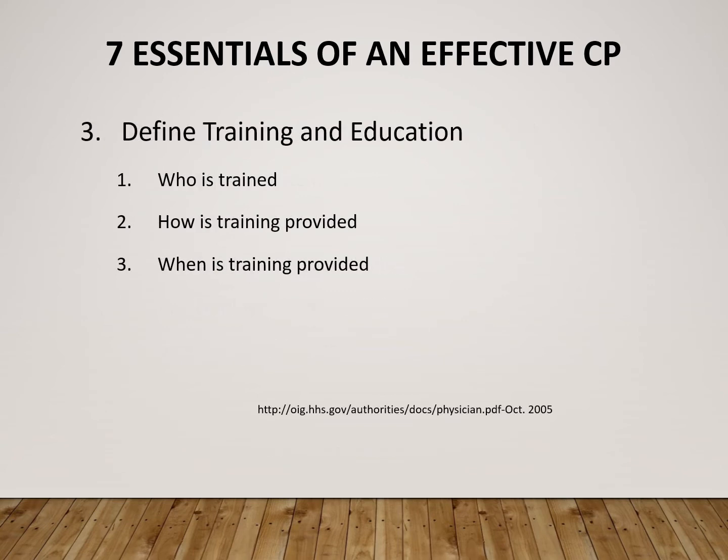The third thing you want to do is define your training and education process. Determine and establish within your policies manual who is to be trained, how training is provided, and when it is provided. Under HIPAA, anyone who has access to the patient records, whether it be a doctor, staff, volunteers, any person in whose job, function, or activities within the practice would give them access to the patient records must be trained on HIPAA. Now, how training is provided is up to you as the doctor or the covered entity.